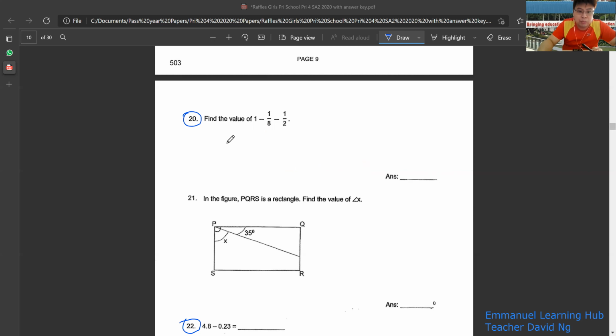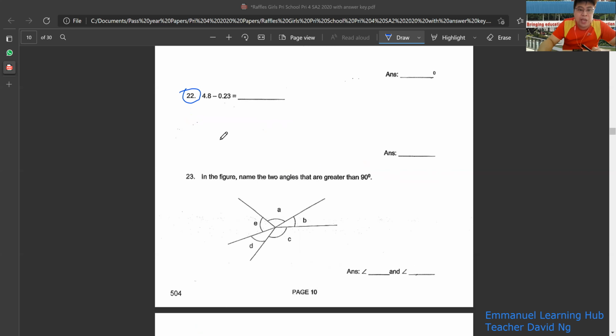Okay, next question. 4.8 minus 0.23. You know how to do this question? Yeah. 4.8 minus 0.23. 4.8, you change it to 4.80. The decimal point must be aligned. Okay, this one you do per normal. 0 minus 3, what must you do? 0 minus 3 equals 3. No. 0 minus 3 is not equal to 3.